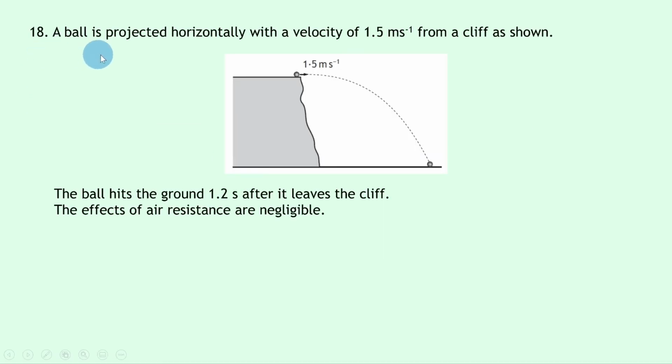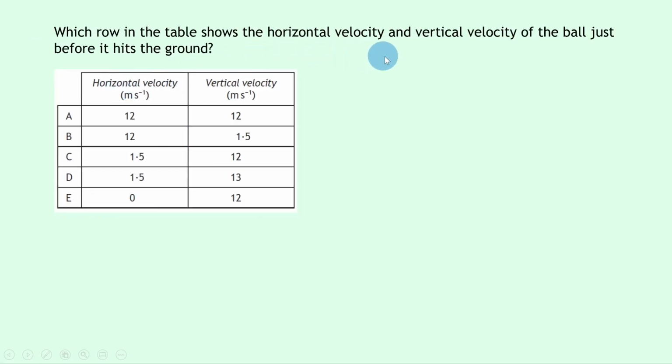Question 18 says that a ball is projected horizontally with a velocity of 1.5 meters per second from a cliff as shown. So there's your half a parabola shape. The ball hits the ground 1.2 seconds after it leaves the cliff. The effects of air resistance are negligible. Which row in the table shows the horizontal velocity and vertical velocity of the ball just before it hits the ground?